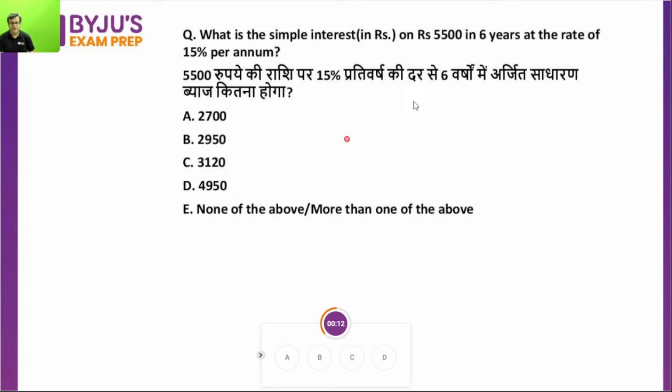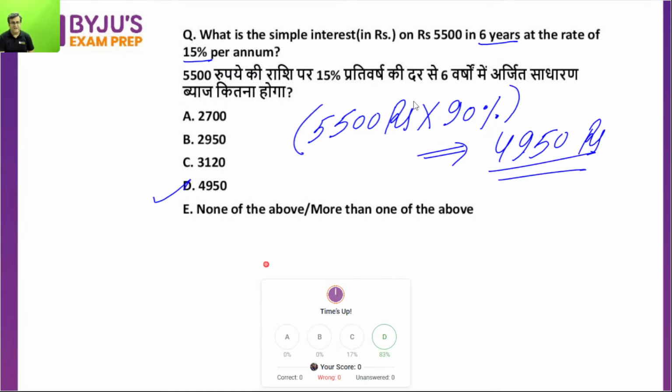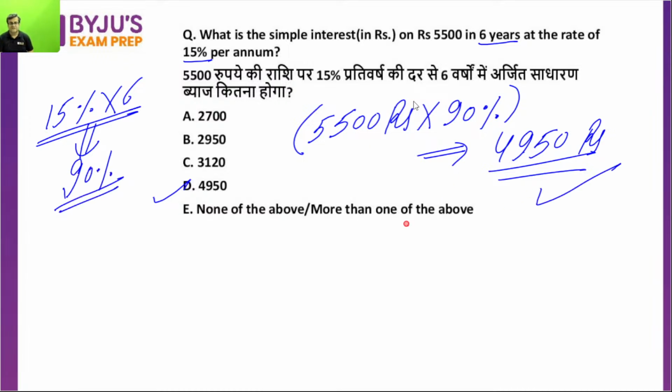The option is right, very good. Whatever the principal is, the principal given is 5,500 rupees. The interest will be for 6 years at 15%. The total interest will be 90% of that. That will be 4,950 rupees. So the option is right. Okay, 5,500 is the principal, 15% is the rate for 6 years. The total interest will be 90%. So of the 5,500, 90% is 4,950.